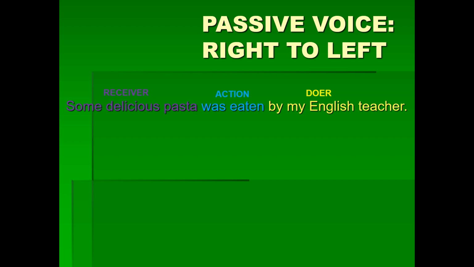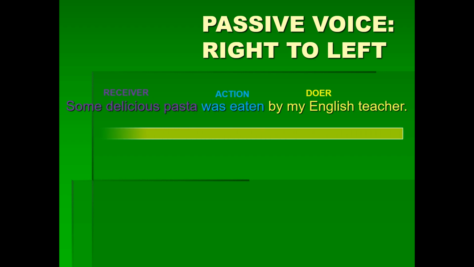Take a look at this sentence. Some delicious pasta was eaten by my English teacher. Now notice, at the beginning of the sentence we have some delicious pasta. The pasta is not doing anything. The pasta is the receiver. Who is the one that was eating the pasta? My English teacher. So notice that the direction is moving from right to left. This is passive voice.